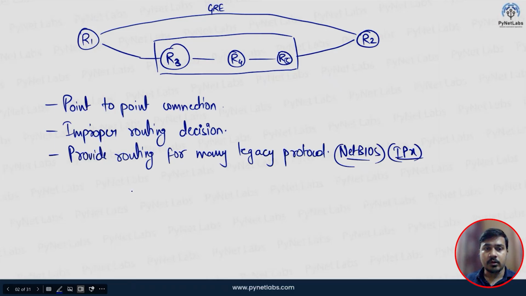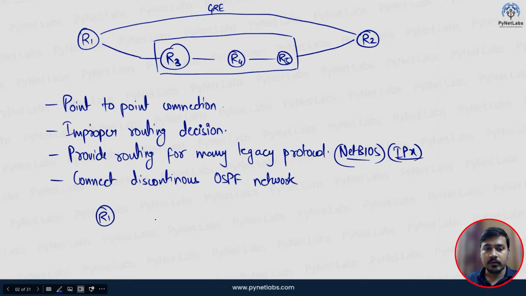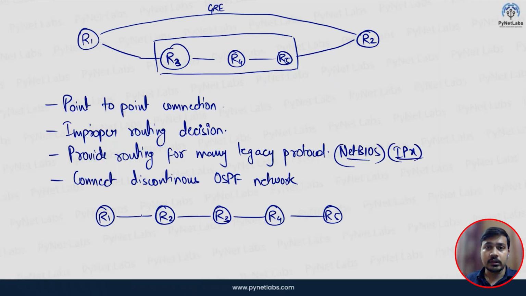Another implementation of GRE is that you can use it to connect discontinuous OSPF networks. Say you just created a network where you have R1, then you might have R2, then R3, then R4, and say at last you have R5. And say you have connected all these routers together in a linear way.